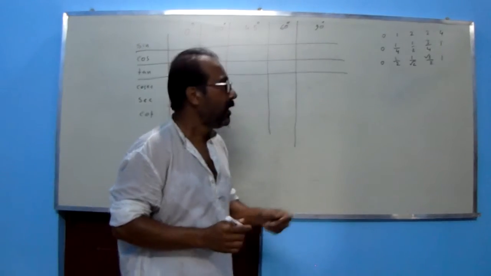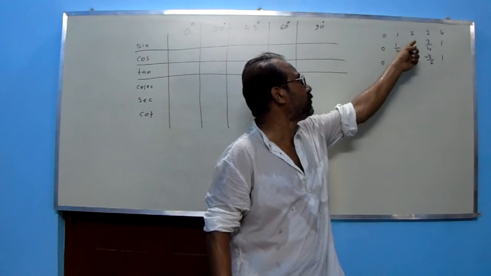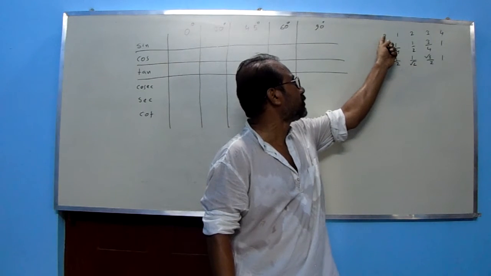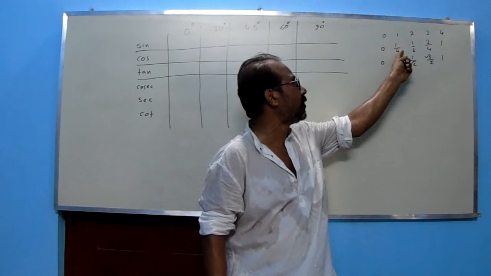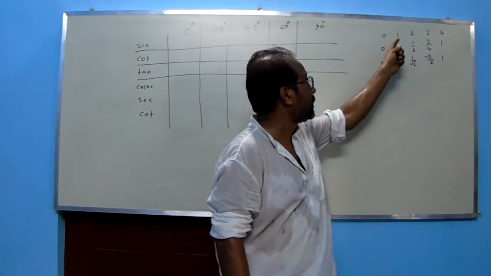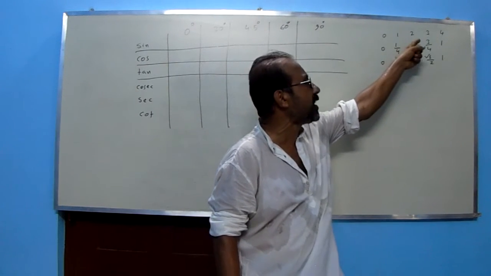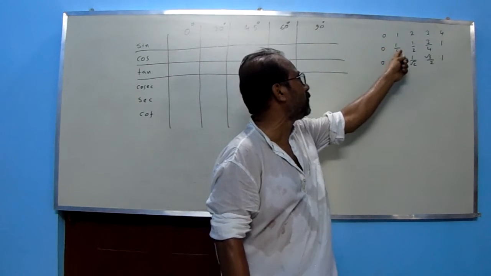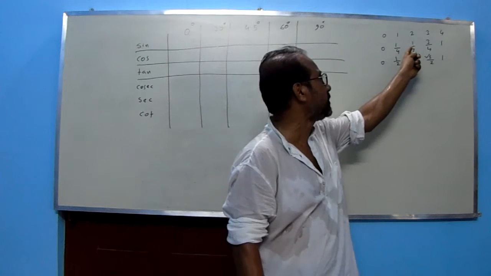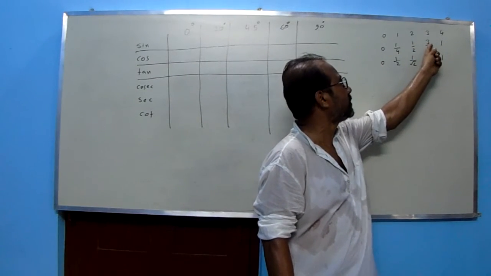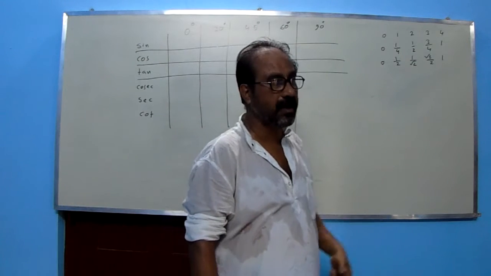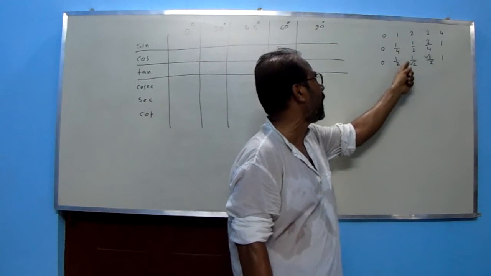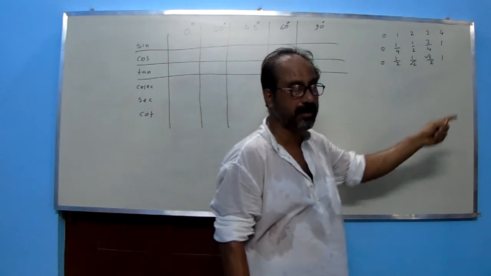So again, first I have written 0, 1, 2, 3, 4. After that, once it is rooted, root of 0 is 0, root of 1 is 1. Then if I divide each part by 4, 0 by 4 is 0, 1 by 4 is 1 by 4, 2 by 4 is half, 3 by 4 is 3 by 4, and 4 by 4 the result is 1. Now if it is rooted, root of 0 is 0, then half, then 1 by root 2, then root 3 by 2 and 1.